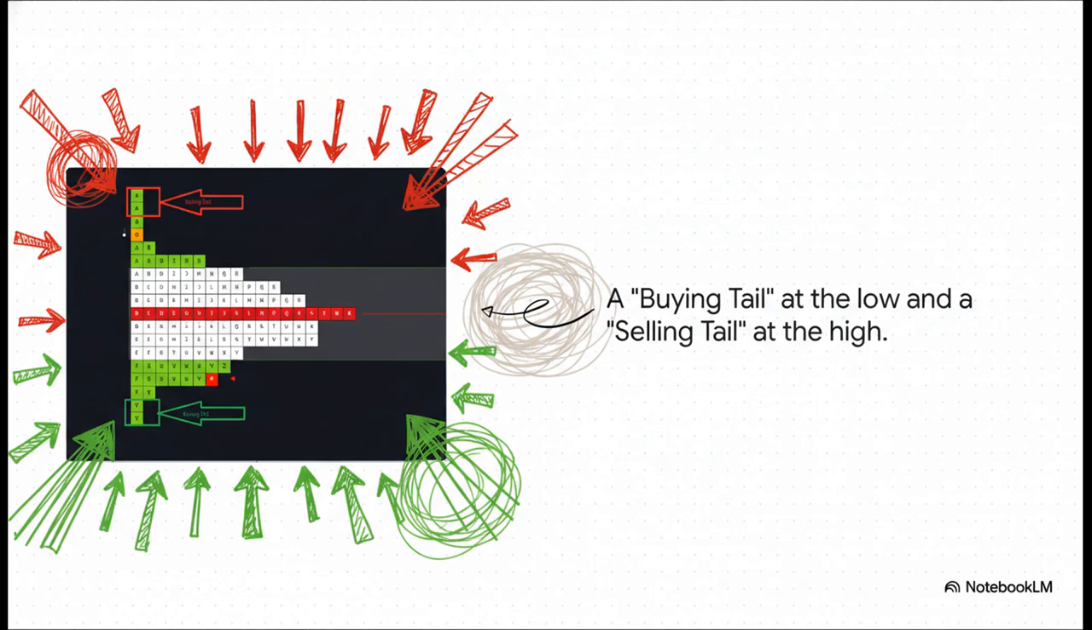And here they are, right in action. Down at the bottom, you see that thin buying tail? That shows buyers just rushing in to defend a low price. And up at the top, that selling tail shows sellers forcefully taking back control. These are not subtle hints, you know? This is the market's way of shouting no at a specific price.